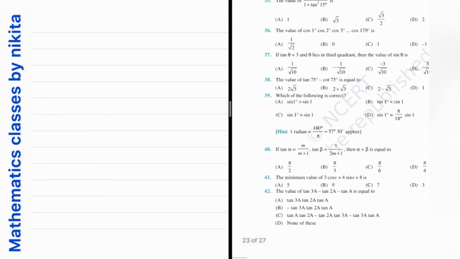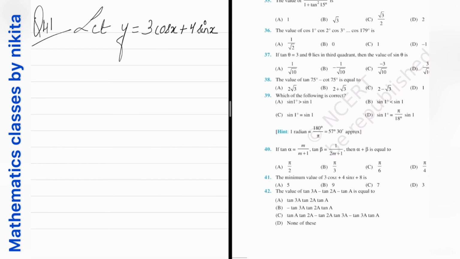So next question says, question number 41, the minimum value of 3 cos x plus 4 sin x plus 8 is. So A part says 5, then 9, then 7 or 3. So now let's see how to find the minimum value of this expression. So let us consider, let this expression be denoted by y. So let y equal to 3 cos x plus 4 sin x plus 8.